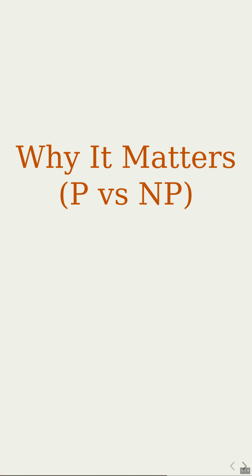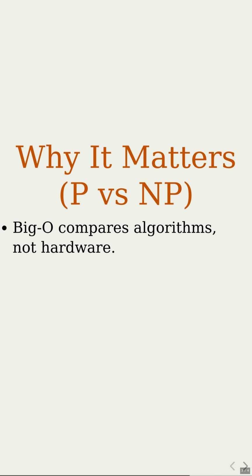Let's return to our decks of cards. The fast algorithm is the one whose graph remains steady even as the number of decks increases. So, good scaling is better than just being a little faster today. Big O allows us to compare algorithms, not hardware. A smart method can outperform a supercomputer using a clumsy one.